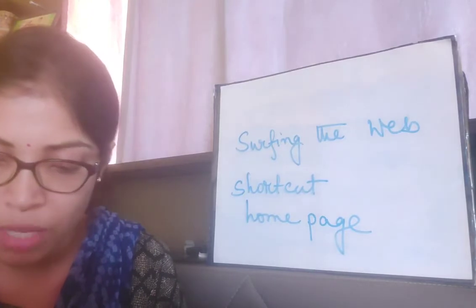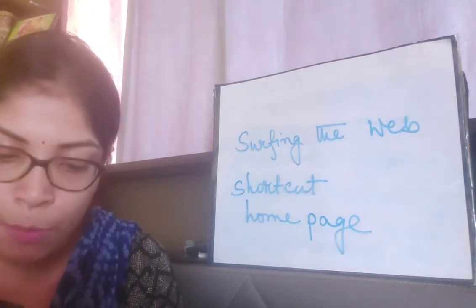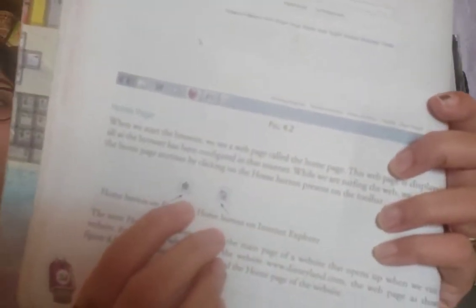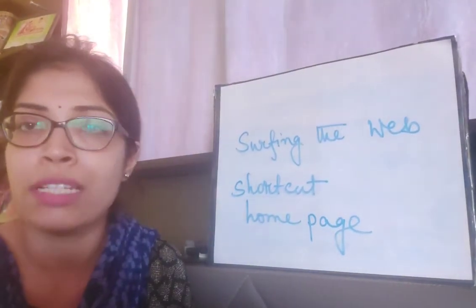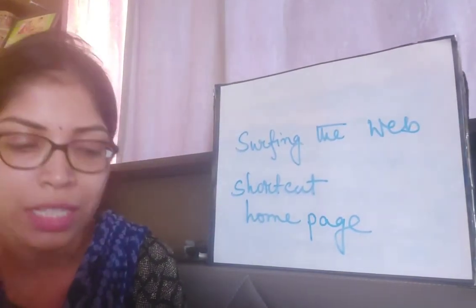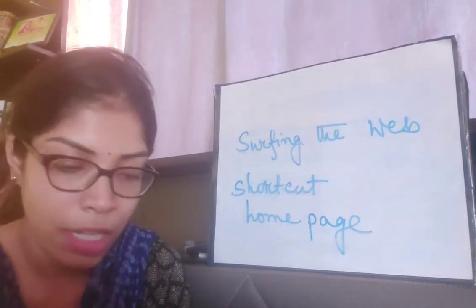While we are surfing the web, we can get back to the home page anytime by clicking on the home button present on the toolbar. So these are the home buttons, these small home-like pictures. There are two types of home buttons. This dark colored home is for Mozilla Firefox and this one is for Internet Explorer. More or less the things are the same, but the logo is a little bit different. Both look like homes, but one is dark in color and the other is not.